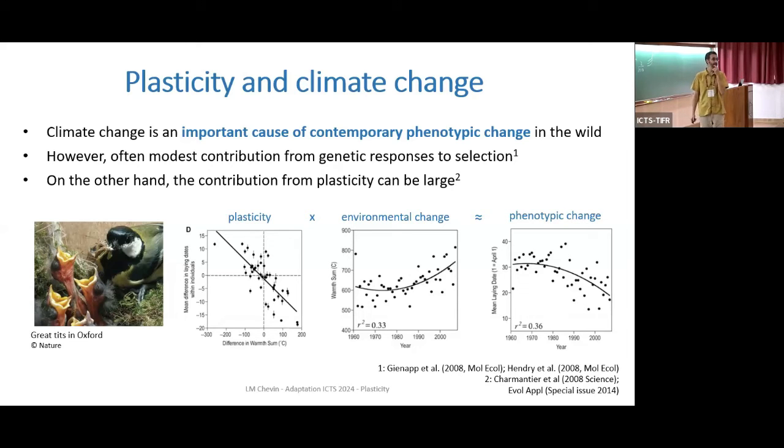And on the other hand, one of the traits that responds the most to climate change is phenology, changing the timing of seasonal events like reproduction. It goes across plants, trees, birds, etc.